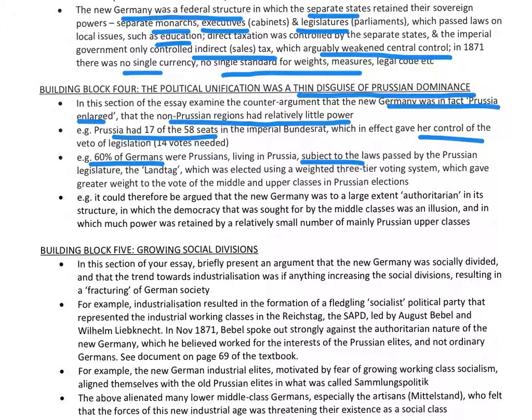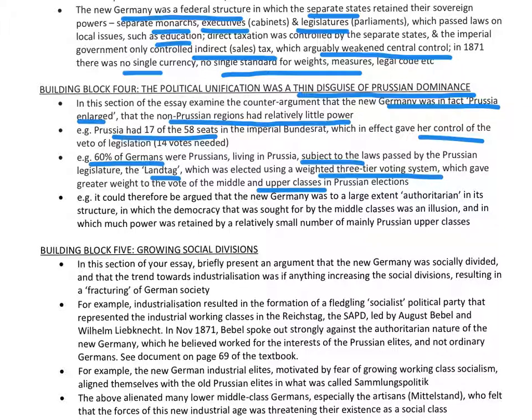So yes, they did have to follow imperial law passed by the imperial government, but the Prussian government continued to exist, the Prussian parliament continued to exist and passed laws on local matters. And that Prussian parliament was voted using an unfair voting system, the three-tier voting system, which gave much greater influence in particular to the upper classes of Prussia.